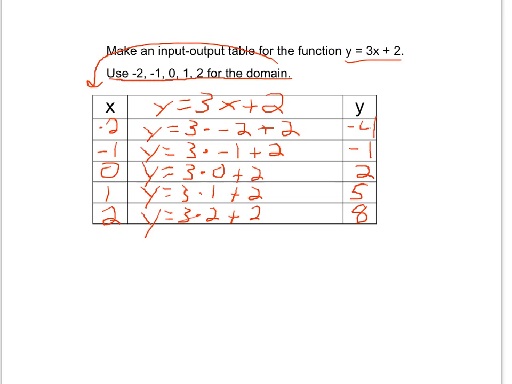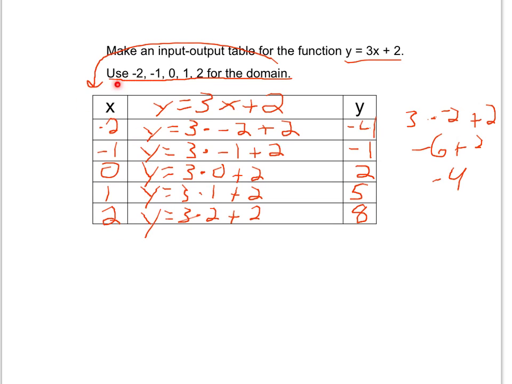And for this kind of problem, I don't necessarily expect you to show your work, meaning over here, tell me 3 times negative 2 plus 2, and go 3 times negative 2 is negative 6 plus 2, and that's negative 4. You don't need to do that right now because most of you can do that in your head. If you do need to do that, though, show your work. But this is what an input-output table looks like.